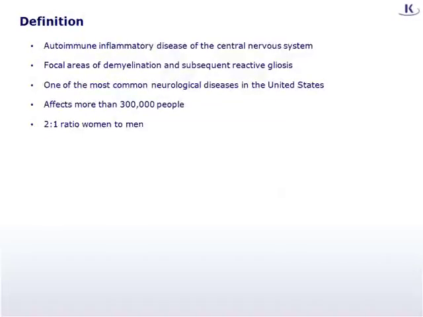Multiple sclerosis is an autoimmune inflammatory disease of the central nervous system characterized by focal areas of demyelination and subsequent reactive gliosis. It's one of the most common neurological diseases in the United States, affecting more than 300,000 people. Women are affected twice as often as men.